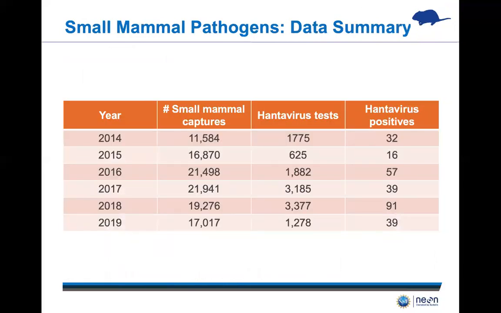And this is just a summary again of the number of records that exist for small mammal captures. And you can see that we get anywhere from 10 to 20,000 in a given year. The number of hantavirus tests that we've done, so anywhere from maybe 600 or so up to about 3,500. And then the number of animals that have tested positive for hantavirus. So this is anywhere from 16 to 100.